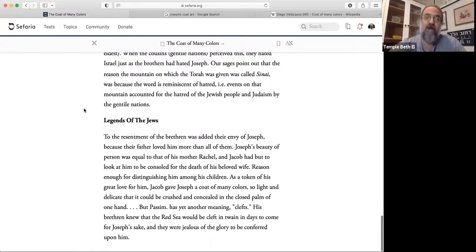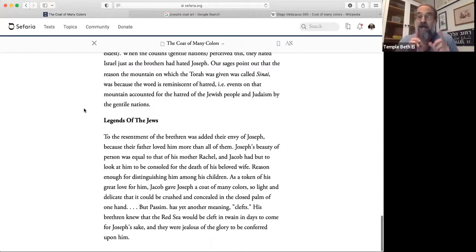They're a different person. As a token of his great love for him, Jacob gave Joseph a coat of many colors, so light and delicate that it could be crushed and concealed in the palm of your hand. There's the palm again, Margaret. Pasim. It was so fine a garment that it was almost like all air. It was like a wisp, and if you crushed it up, you could just palm it. It was that delicate. I love that. It's beautiful.